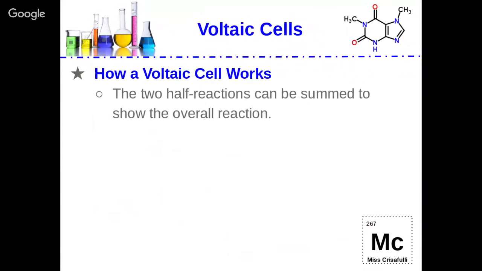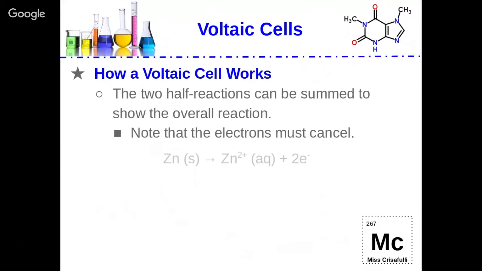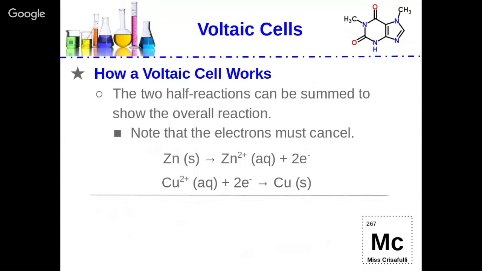The two half reactions can be summed to show the overall reaction. Note that our electrons must be canceled. So we have zinc going to zinc 2 plus, that's our oxidation reaction. We have copper 2 plus going to copper solid, that's our reduction reaction. So we're going to cancel our electrons and add up these two things, and that is our overall reaction that we started talking about at the beginning of the video.